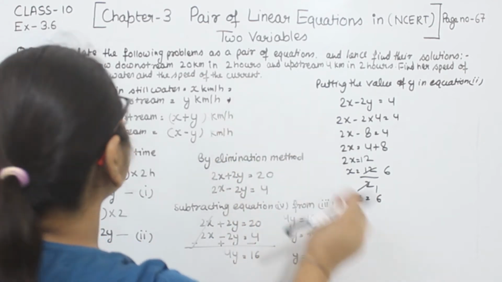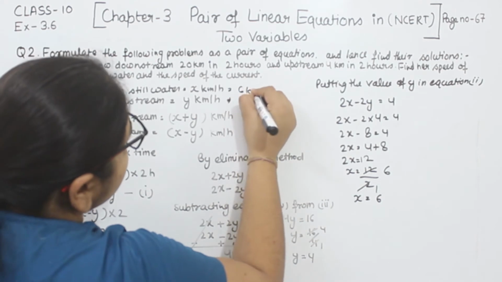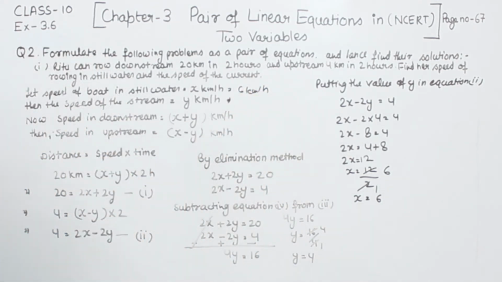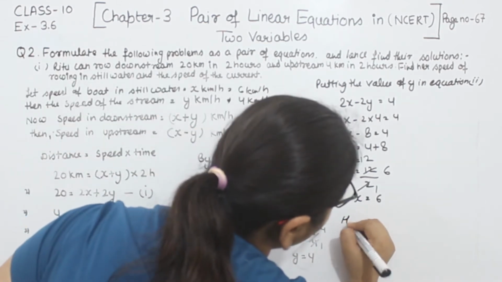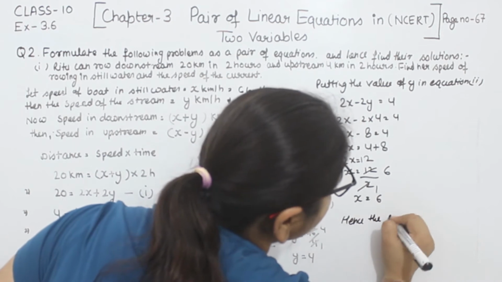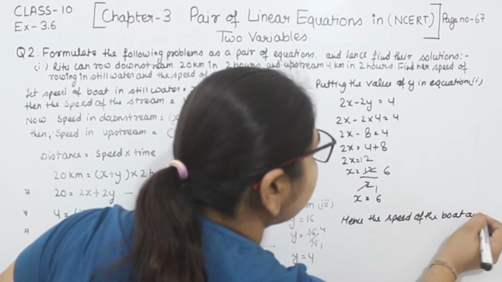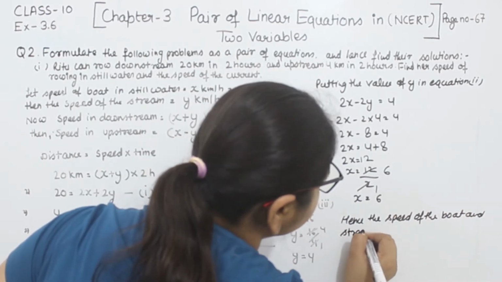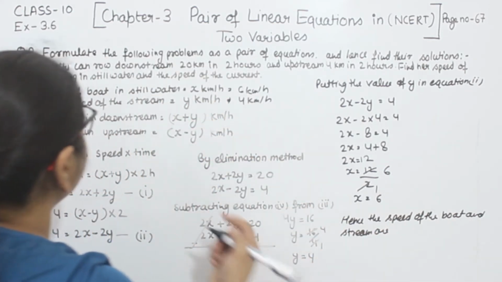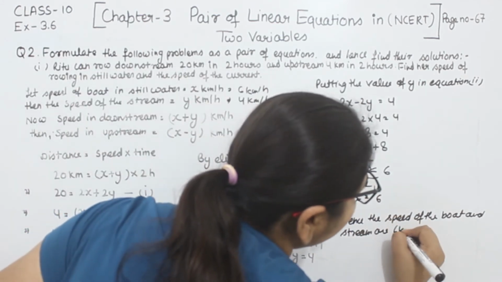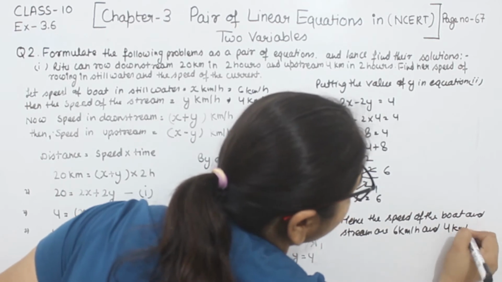So the speed of the boat in still water is equal to 6 km per hour, and the speed of the stream is equal to 4 km per hour. I am going to write the statement here. Hence, the speed of the boat and stream are: boat is 6 km per hour and stream is 4 km per hour.